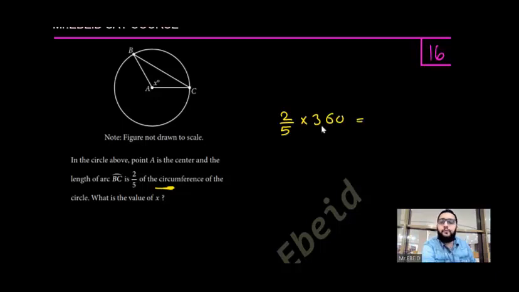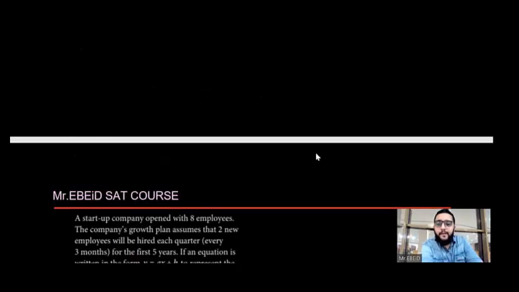So we multiply 2/5 times 360. 36 divided by 5 equals 7, and the remainder is 1. So 10 divided by 5 equals 2. So it will be 2 times 72, which equals 144. So the answer is 144. Okay.